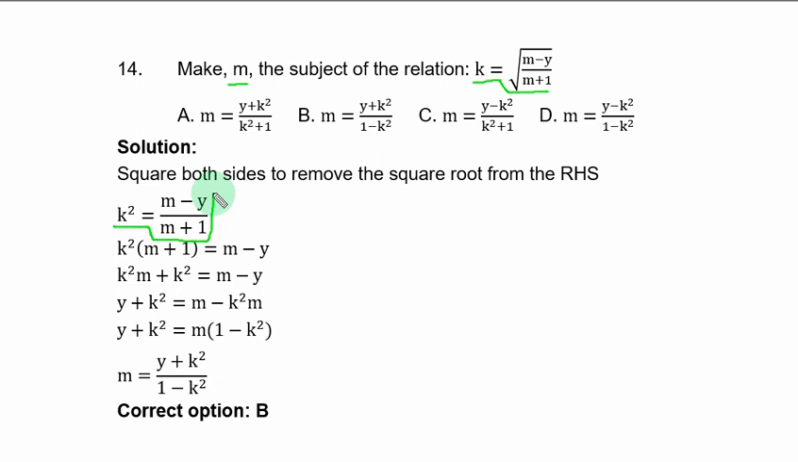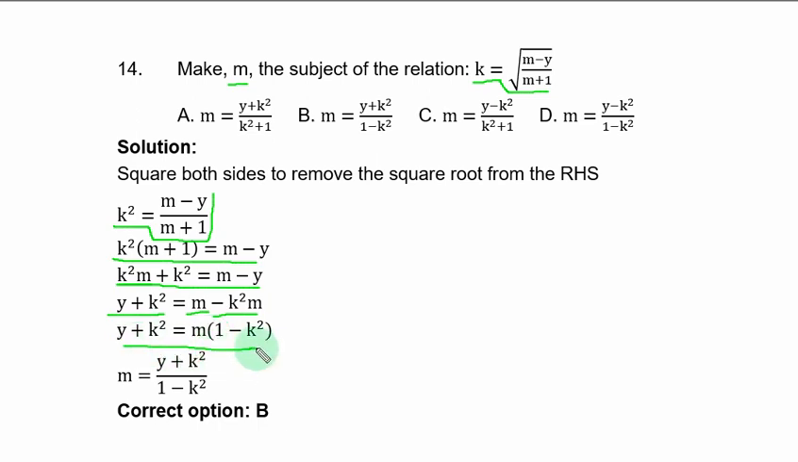To clear the fraction, multiply through by m plus 1 and you have this result. Open the bracket, you have k squared m plus k squared equal to m minus y. So let's collect like terms. You transfer minus y to the other side, it becomes y plus k squared. Already m is here. You transfer this term that contains m, you have minus k squared m. You factor out m from the right hand side, you have this result.